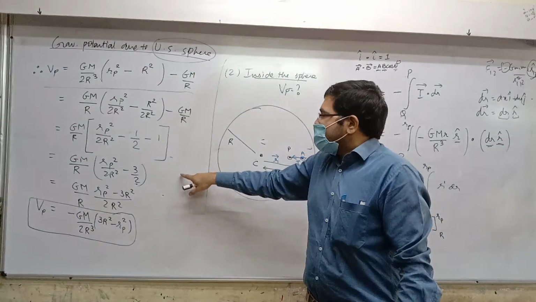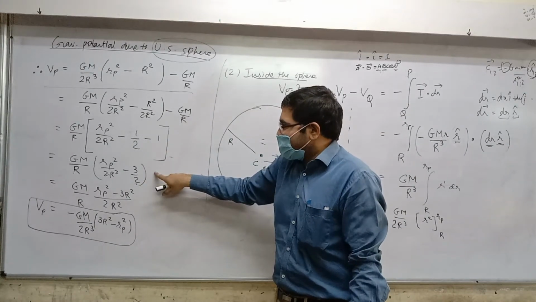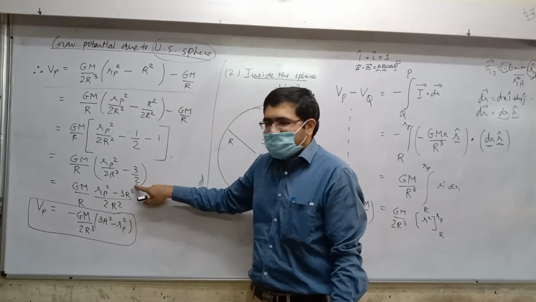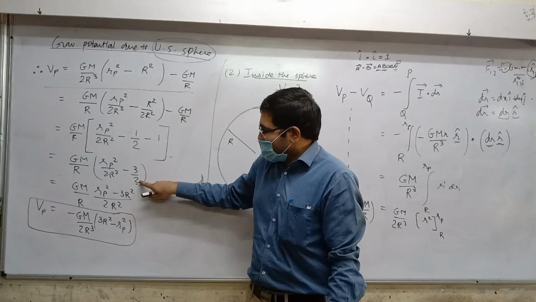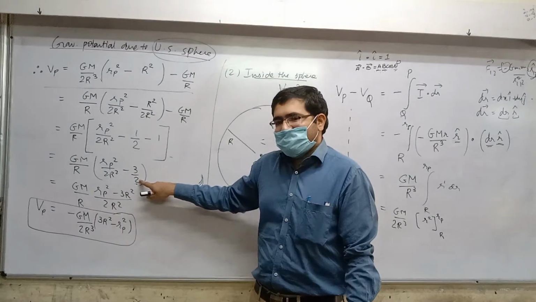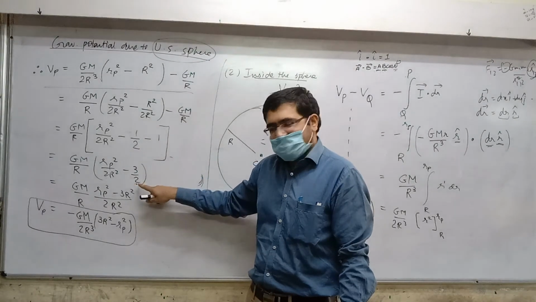Okay, so from here, minus 1 by 2 minus 1 is minus 2. Now what have we done? We are going to take the LCM of 2r square and 2, so you should make the denominator the same. To make the denominator the same as this, you should multiply by r square. So we multiply r square, and this becomes 3r square.